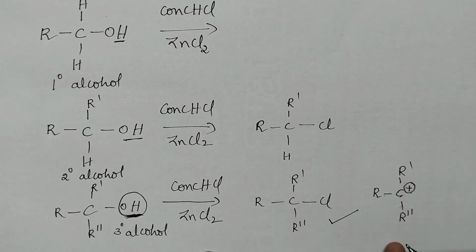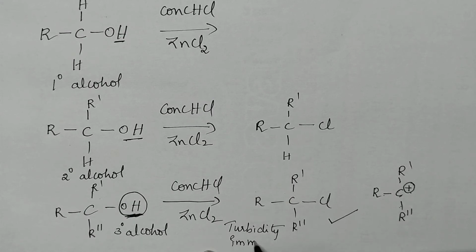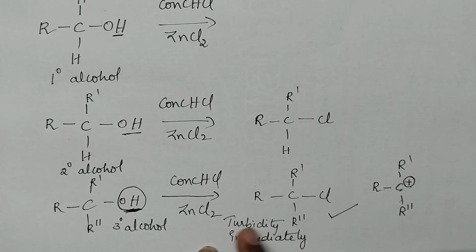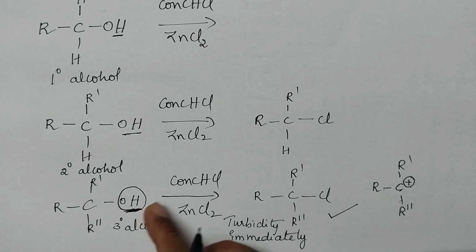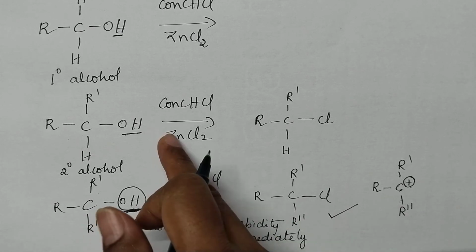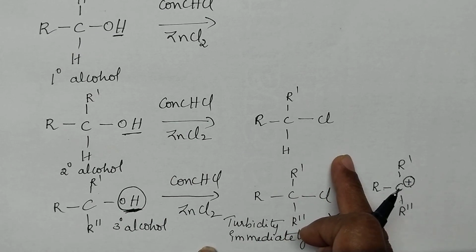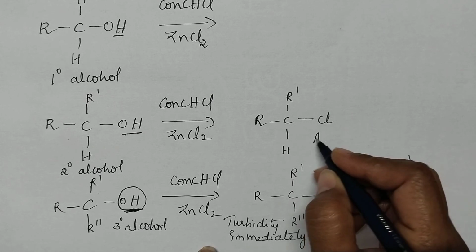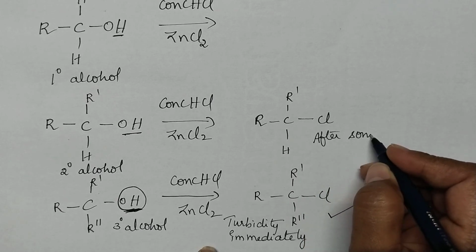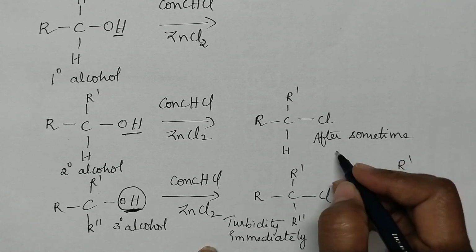Then how to identify whether the reaction takes place or not? It results in the formation of turbidity. So, whenever a tertiary alcohol is treated, it results in the formation of turbidity immediately. So, immediately a turbidity will be formed whenever the tertiary alcohol is treated with Lucas reagent. And coming to the secondary alcohols, here also turbidity will be formed, but it will be formed after some time. So, after some time, what happens, Andy? A turbidity will be formed.